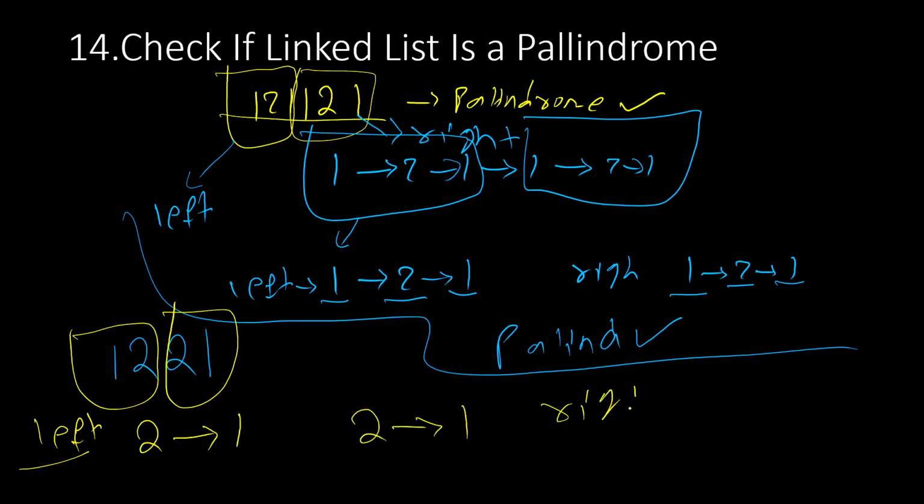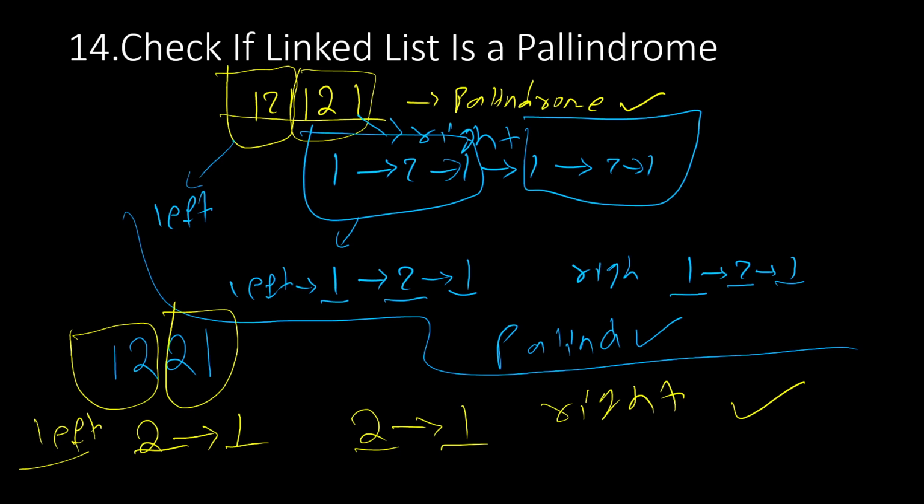Now compare both the list after dividing and reversing one side of the linked list. 2 2 same, 1 1 is same. Then this is a palindrome. This is the logic behind this question. You just have to divide it in two groups and reverse one side of that group and then compare. After comparing, if everything is fine, then it is a palindrome. If any element is different in comparison, then it is not a palindrome. I hope you have understood till this part. If you haven't understood, let's go to the coding section.